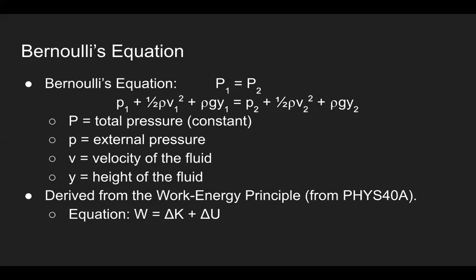If I have a system with a flowing fluid, I can choose two points within the system. These two points must have the same total pressure, which is denoted as capital P in the equation. Nearly identical to the conservation of mechanical energy from Physics 40A, we can see that there are three different types of pressure that contribute to the total pressure in the system.